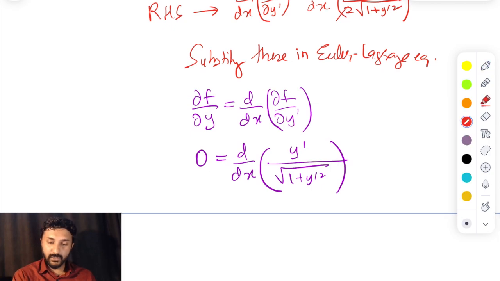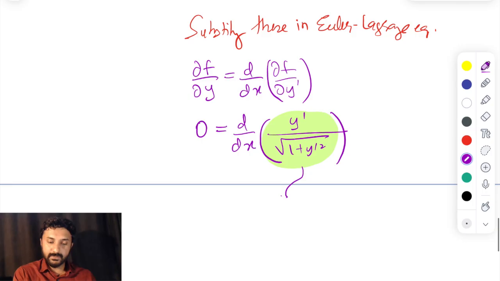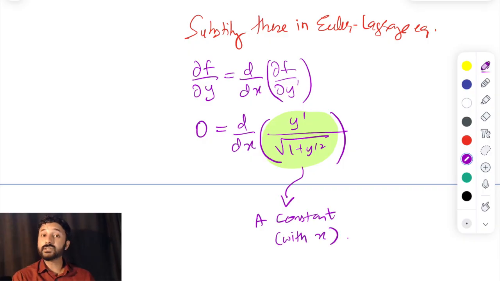So which means what we have in the brackets here is basically a constant with respect to x, right? It does not change with x. It does not depend on x. It certainly depends on y dash, right? And it may depend on y, but it certainly does not depend on x. It in fact does not contain x explicitly as well, and that also makes it obvious.